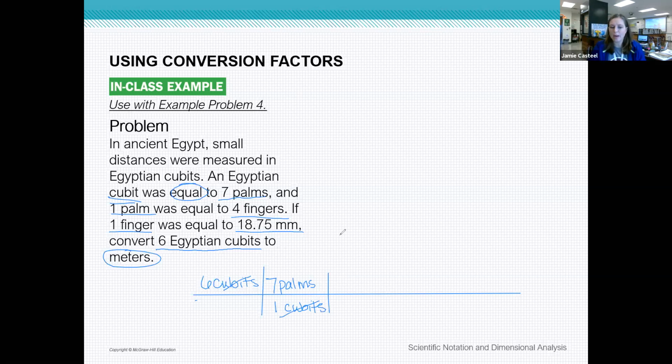So what do I know about palms? Well, I know it's gotta end up down here. I know it's my hand, but a palm is equal to 4 fingers. Do they not have thumbs? I don't know. So 1 palm is equal to 4 fingers. Good. Palms are gone. I'm in fingers now. If 1 finger, and what's 1 finger equal to? 18.75 millimeters. Good. I'm in millimeters now.